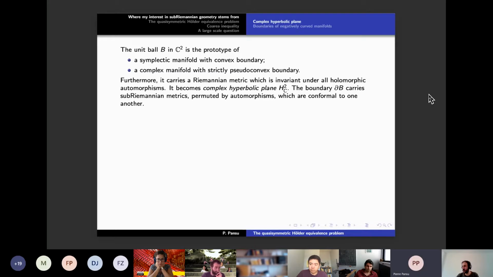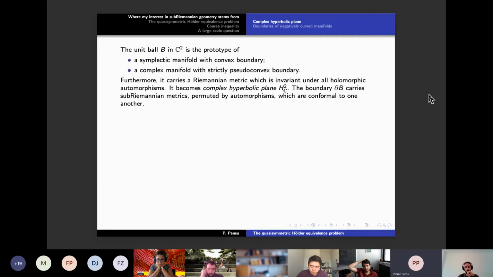Now these metrics are conformal to one another in the sub-Riemannian sense, meaning that on the contact plane, they induce Riemannian metrics which are all proportional at each point, but with different ratios of proportionality when you move from one boundary point to another. This is what I mean by conformal in sub-Riemannian geometry.